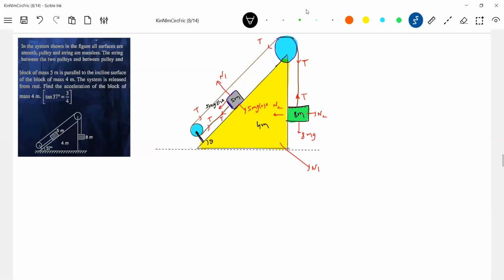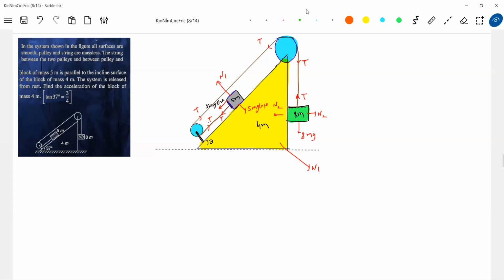So look at this tension and N1. First, what will happen? The string will become taut, and here also 5mg will be acting. The moment I release, the string will become taut and this will start moving. So this component of tension and N1 will try to make it move. When it starts moving towards the right, it will push the block 8M. Then there will be normal contact. So therefore the resultant motion should be towards the right here.